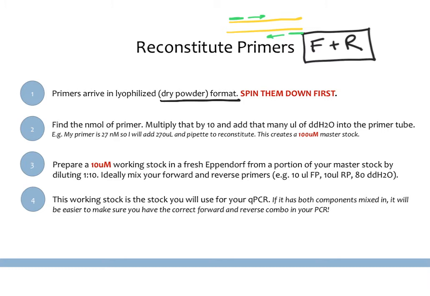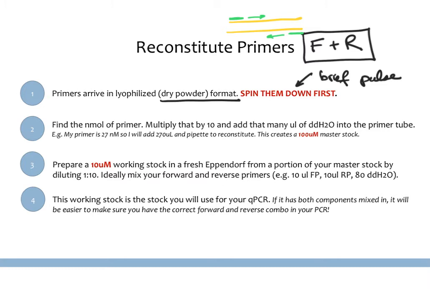Before you ever open that bottle, make sure you spin them down. These are very, very tiny amounts of powder. Sometimes they get caught in the cap, and if you open it too quickly, you might just dump it out of the cap without even realizing, and that's the end of your primer. So always, always just give them a brief pulse spin. It doesn't need to be very long. Just pulse it maybe for 10, 20 seconds to make sure that all the powder goes to the bottom where you need it.